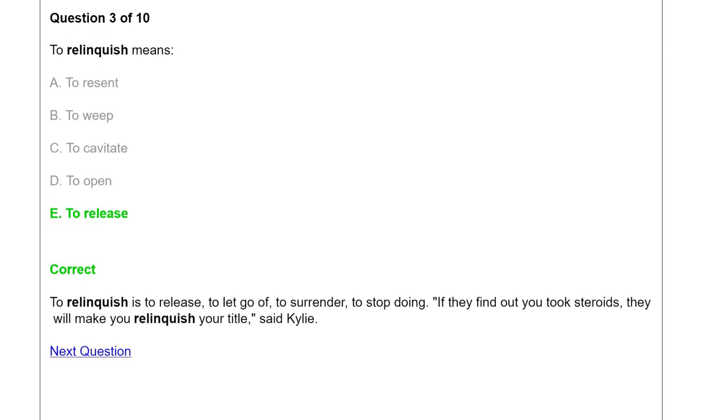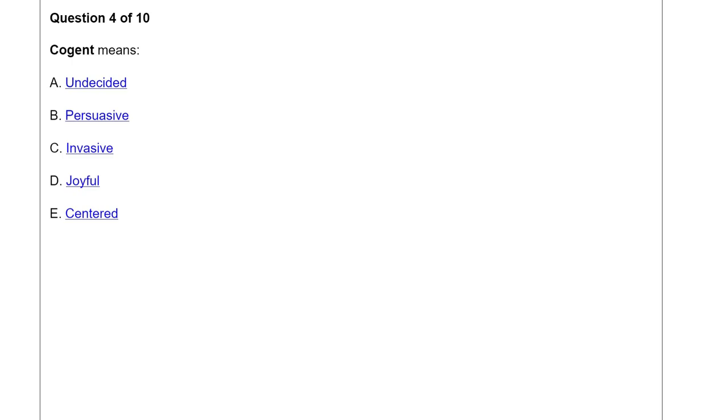Yeah. Yes. Cogent. One of these I might get wrong just to see what it sounds like if you get it wrong. Anyway, to be cogent is to be clear and make sense. So of those, I'd say it's to be persuasive. She made a cogent argument.